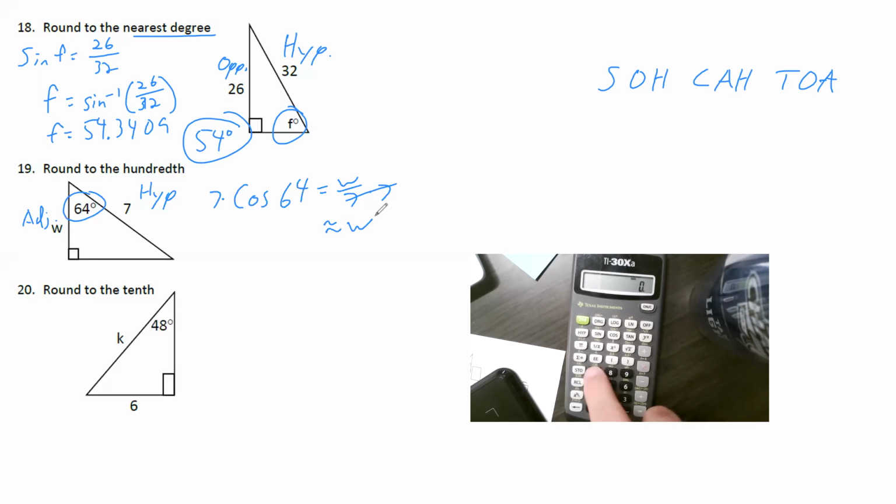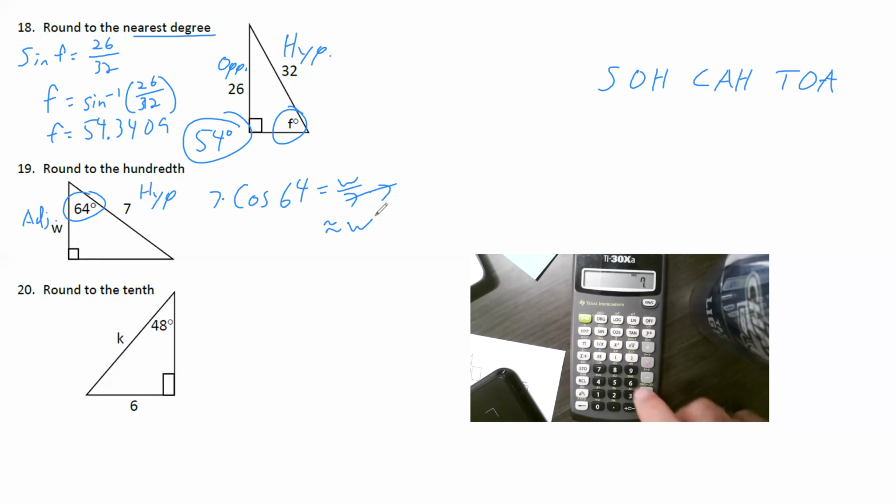So plug it in. 7 times cosine of 64. So 64 cosine equals 3.06859. Again, hundredths place. So we're rounding this up. 3.07 will be our final answer.